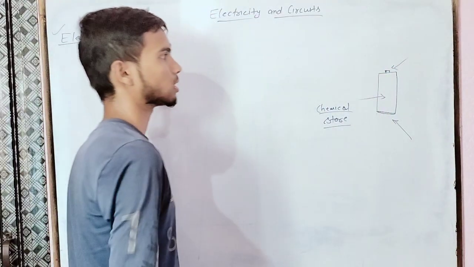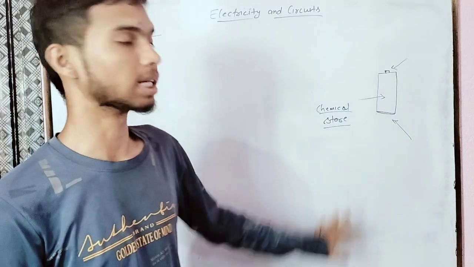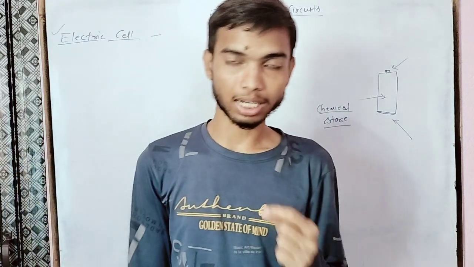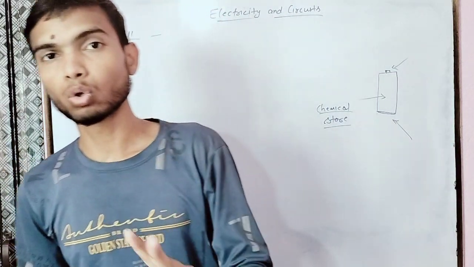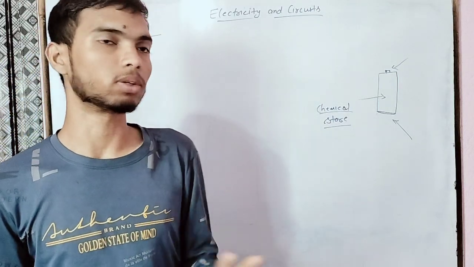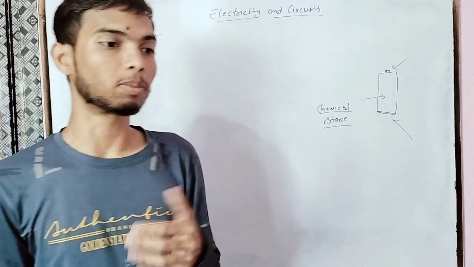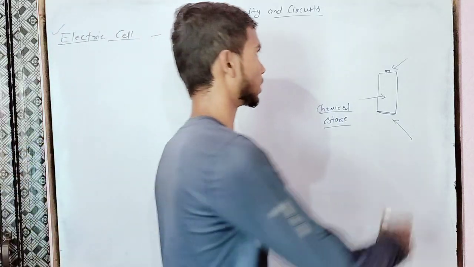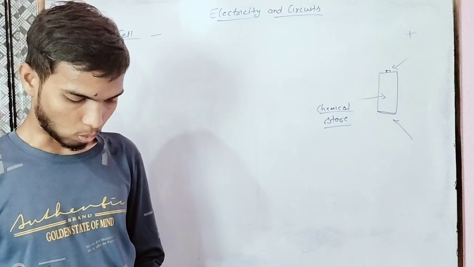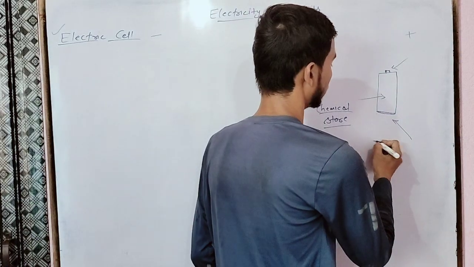Now, what is the name of this side and what is the name of this side? There are two terminals of this electric cell, and each electric device will have two terminals, not more than two, not less than two, only two terminals. First is the positive terminal, represented by plus. And one side will be the negative terminal, represented by minus.